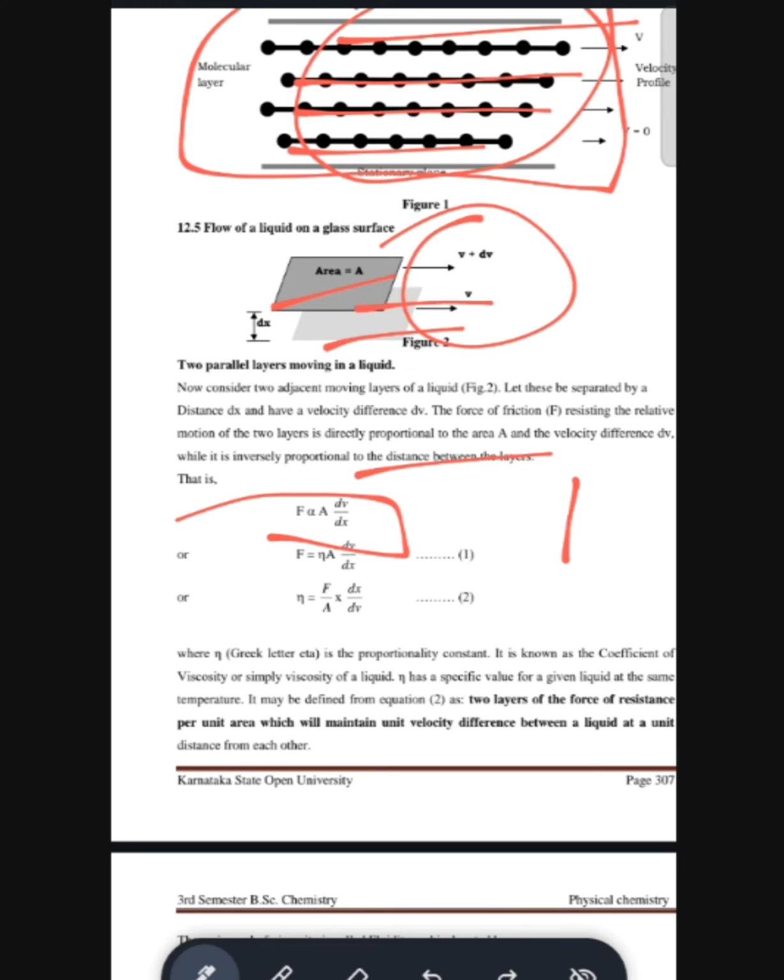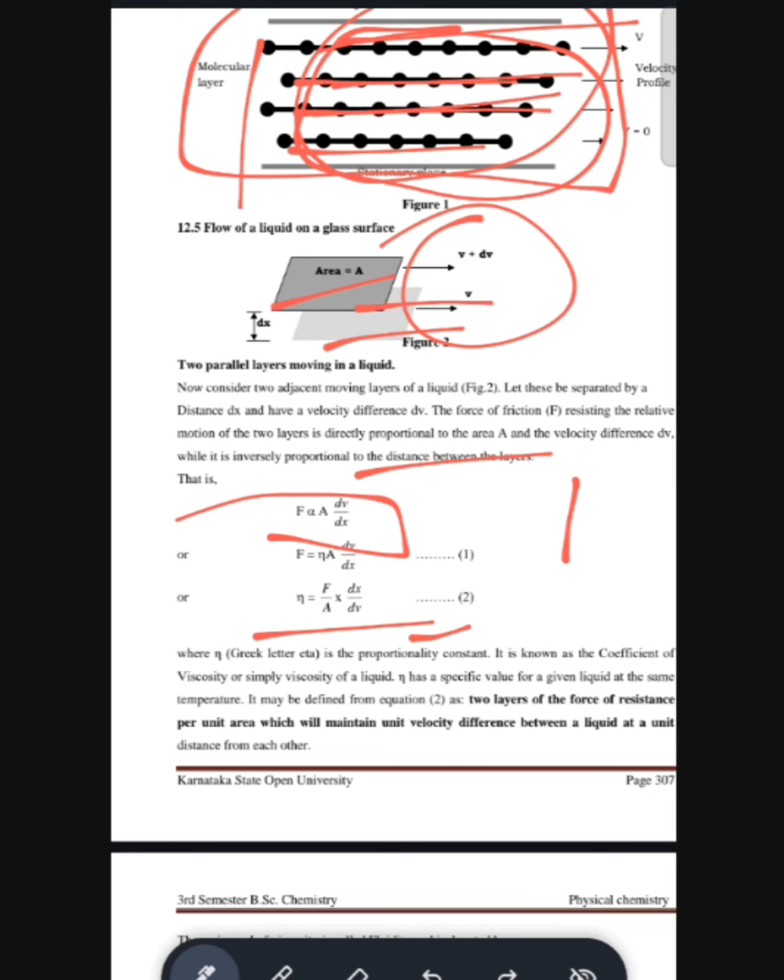So eta can be written as eta is equal to force of friction divided by area into dx by dv. That is equation 2. So here, the force of resistance per unit area which will maintain a unit velocity difference between two layers of a liquid at unit distance from each other. So it's nothing but, if we take one liquid, one drop of water, different layers of molecules will be present in it.